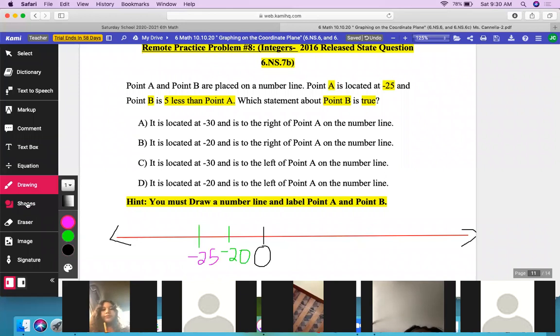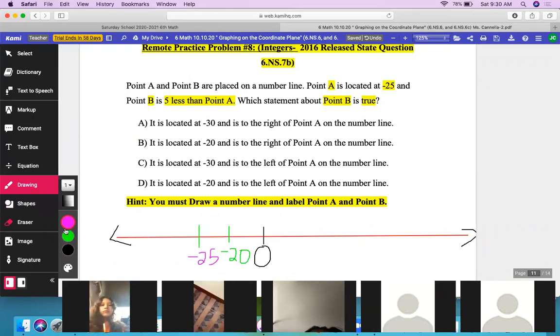Okay, so what do we got to do first? We got to create a what, kiddo? You gotta create a number line. Okay, and we know that to the left of 0, we have what kind of numbers, young man? Negative. Okay, we have negative numbers. So I automatically already labeled that, okay?